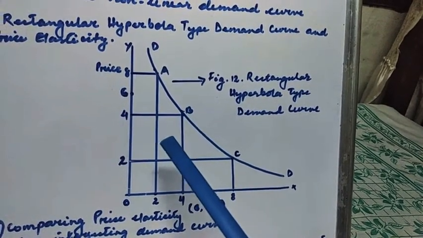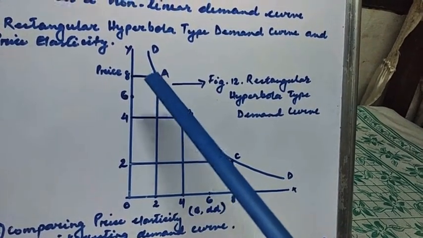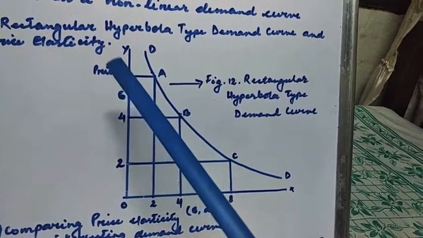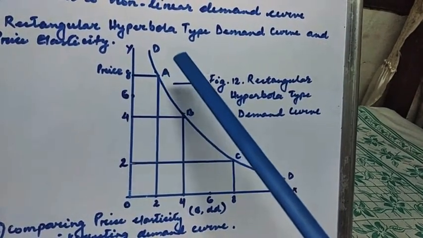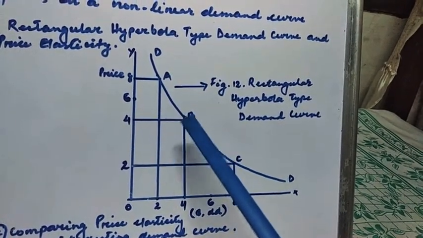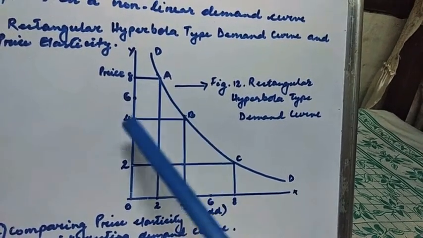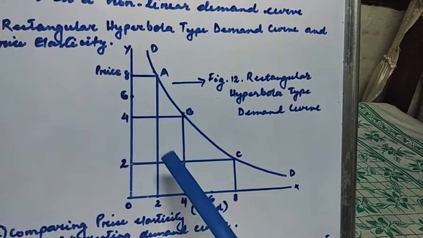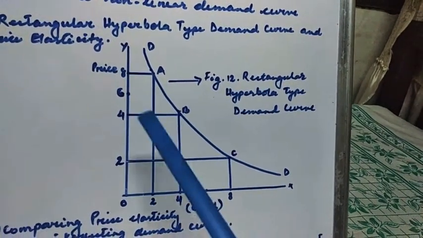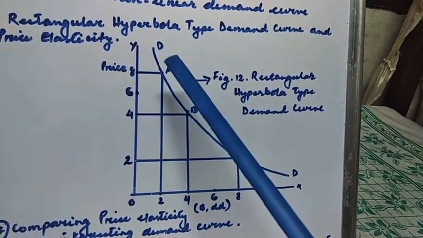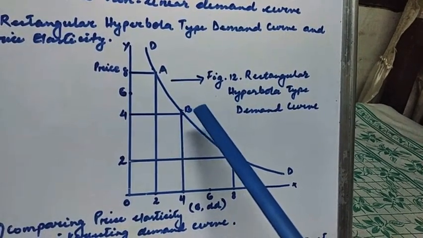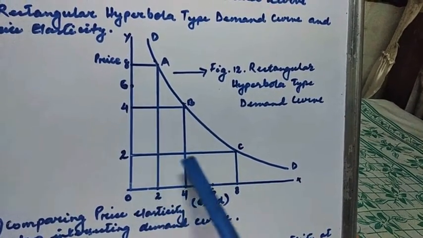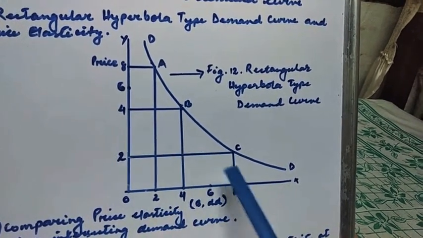Here the area is equal to the total expenditure, because we are talking about quantity demanded and price. So when we talk about the area of rectangles A and B, it is the same as the total expenditure, and total expenditure is derived by multiplying price and quantity. So 8 2s are 16 in the case of rectangle A. Rectangle B, 4 4s are 16. Let us see at point C. Here price is 2 and quantity demanded is 8. So 2 8s are 16.